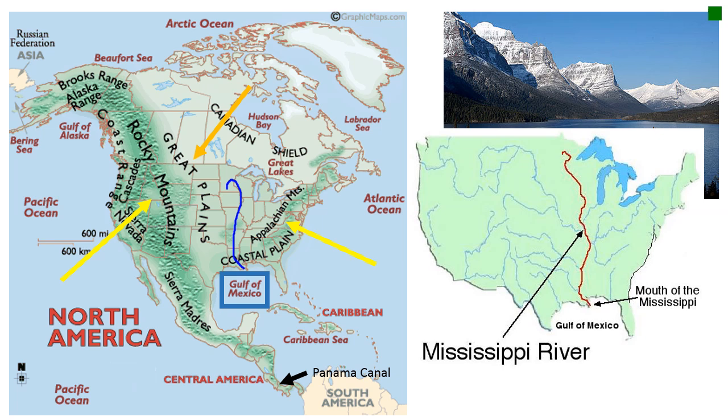Now it drains into our next feature, which is the Gulf of Mexico. The Gulf of Mexico is known as the Mediterranean of the Americas and is located in the southeastern corner of North America.